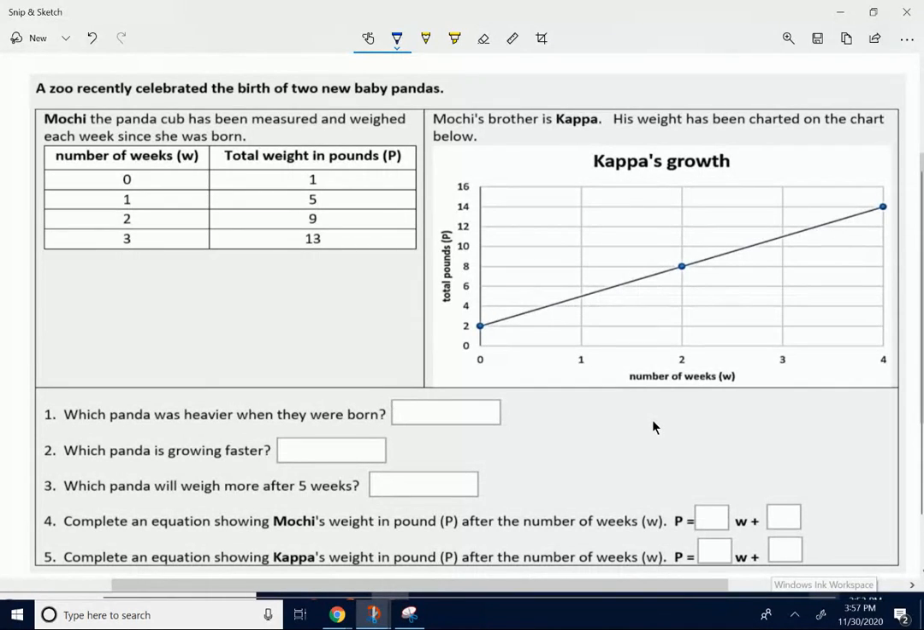So for Moki, that's going to be how much Moki weighed at 0 weeks. So Moki's initial weight was 1 pound. The initial weight for Kappa, when you have a graph, the initial amount is where the line crosses the y-axis, because that shows you 0 weeks or months or seconds or whatever the problem is. So at 0 weeks, Kappa is 2 pounds.